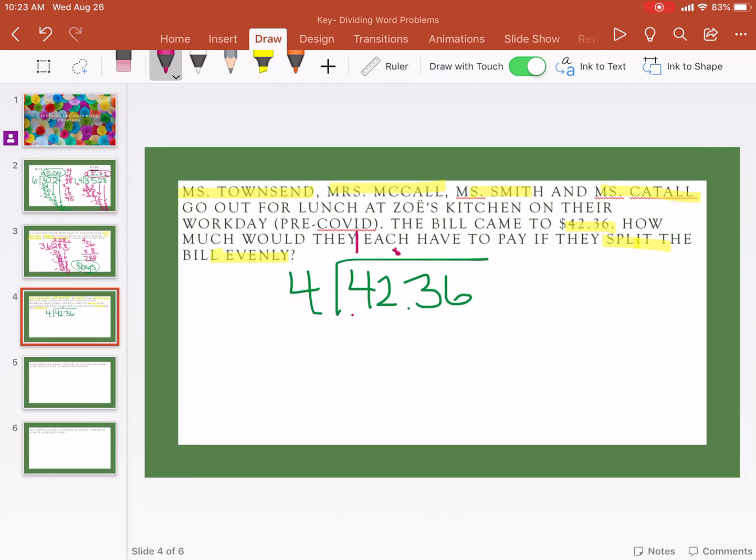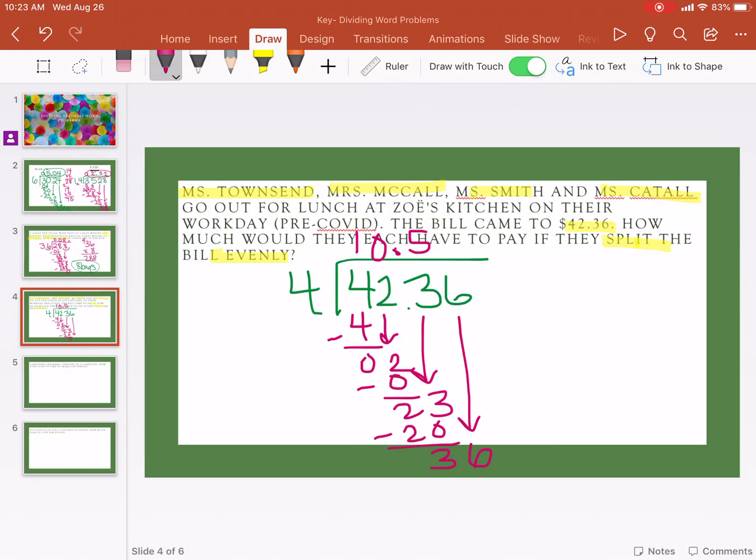4 goes into 4 one time. Bring down the 2. It goes in 0 times. Bring down the 3. 4 goes into 23 5 times, with 3 left over. Bring down the 6. Ooh, 6. 9 times 4 is 36. So I don't have any left over.